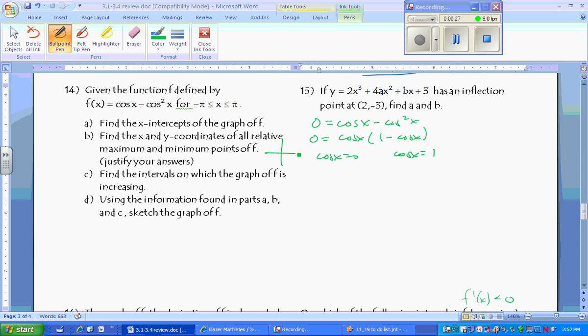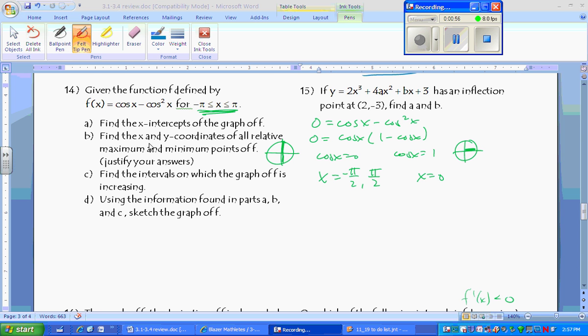So if cosine is 0, remember we're working on an interval here from negative pi to pi. So if cosine is 0, that means the x value is 0. That would be here and here. But since we're talking about between negative pi and pi, that would be negative pi over 2 and pi over 2. And if cosine is 1, that would be right here at 0.